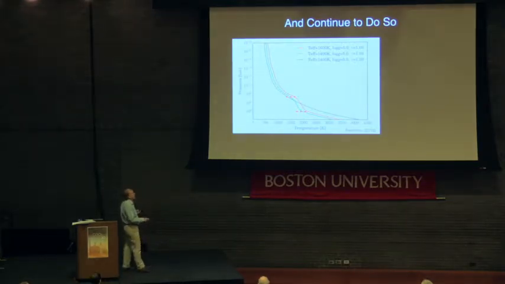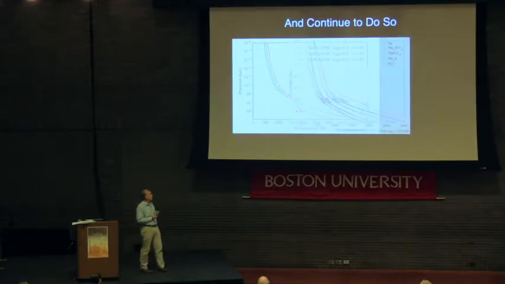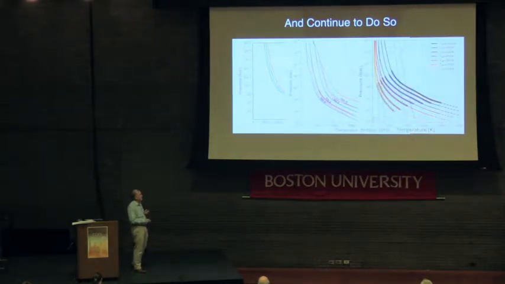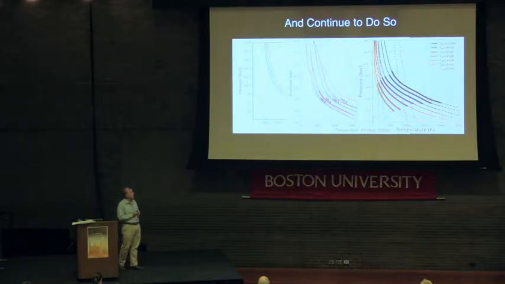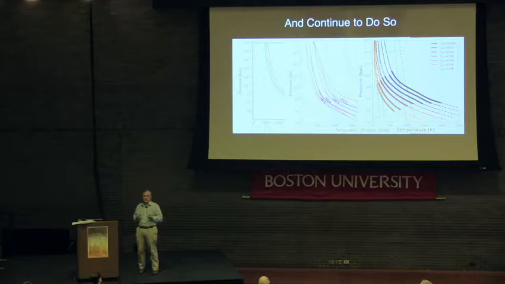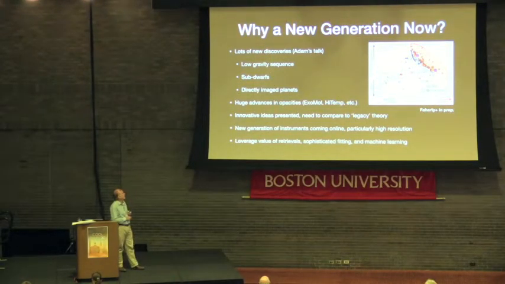Pascal Tremblin has very clever ideas about composition gradients, producing steps in the temperature profile. There are new models from Charnay et al., who have looked at the new ideas about the LT transition. And at this poster, Mark Phillips has a poster about another new set of models. So there's a whole new generation coming online, and it's important that we compare the old generation, the new generation, and all these different ideas. So for that reason, we kind of need a new set of models now.